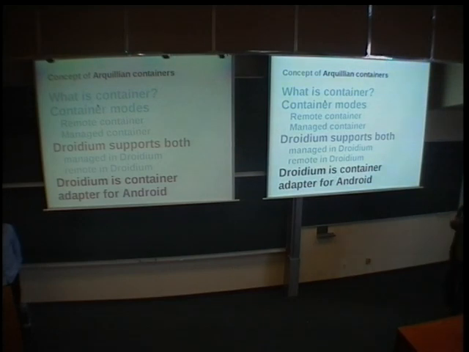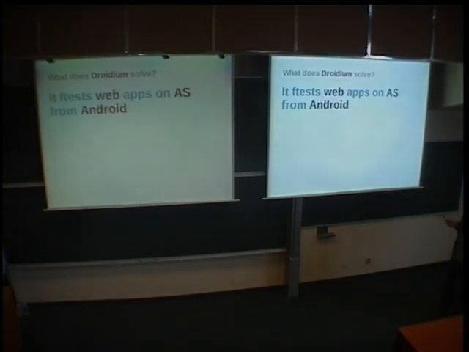So first of all, Droidium is a container adapter for Android. When you have a Wildfly container, a Glassfish container, a Tomcat container, and so on, there is also an Android container, and it's an implementation of a container adapter. What does Droidium solve? It functionally tests web applications, which are indeed deployed on a regular container, for example Wildfly, but that application is tested from an Android point of view. So that application is loaded in Android, and you test it from there, not from a desktop browser.